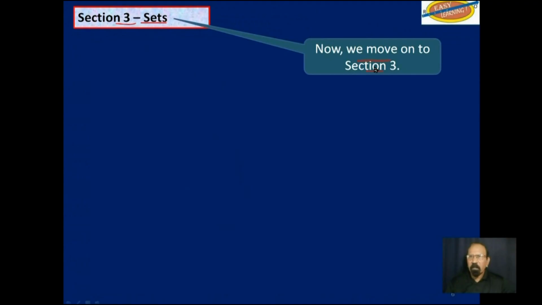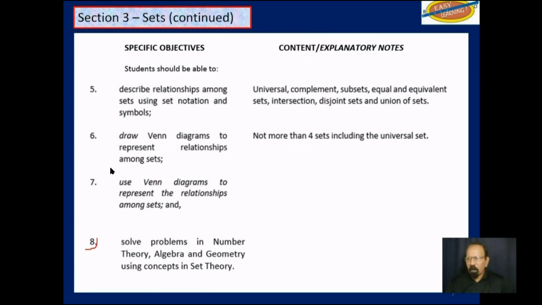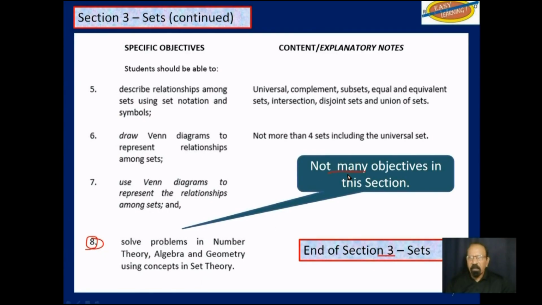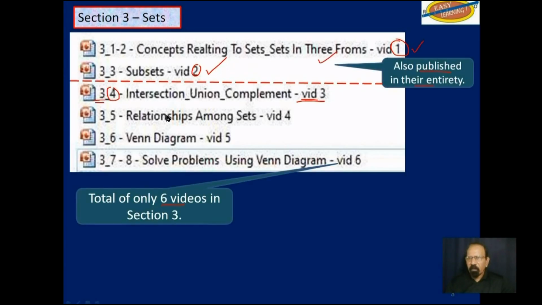Section 3, sets. That is what we are working on now. These 3 objectives here in 2 videos have been published on YouTube. So right now we are on this objective here, objective 4, which is video 3 in this section. And we still have to go up to objective 8. As you can see, this section does not have many objectives. So video 1 already published, video 2 already published. We are now here on video 3, objective 4 in section 3. Total of 6 videos from this section.